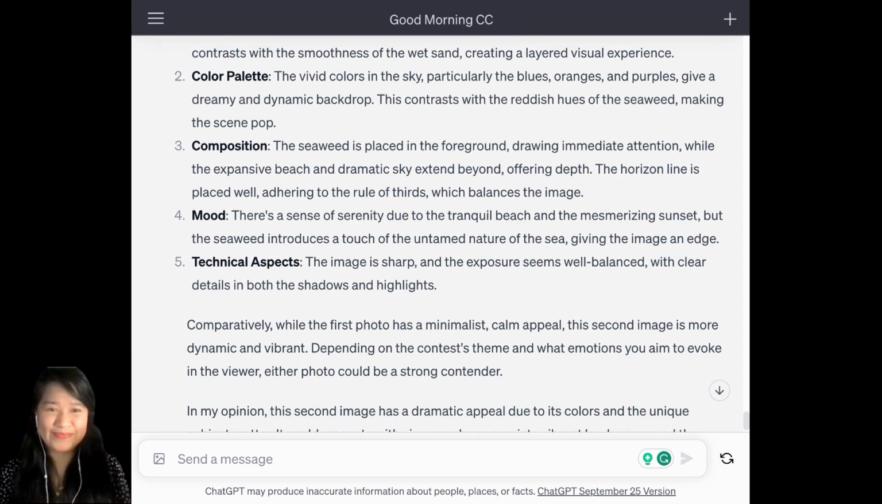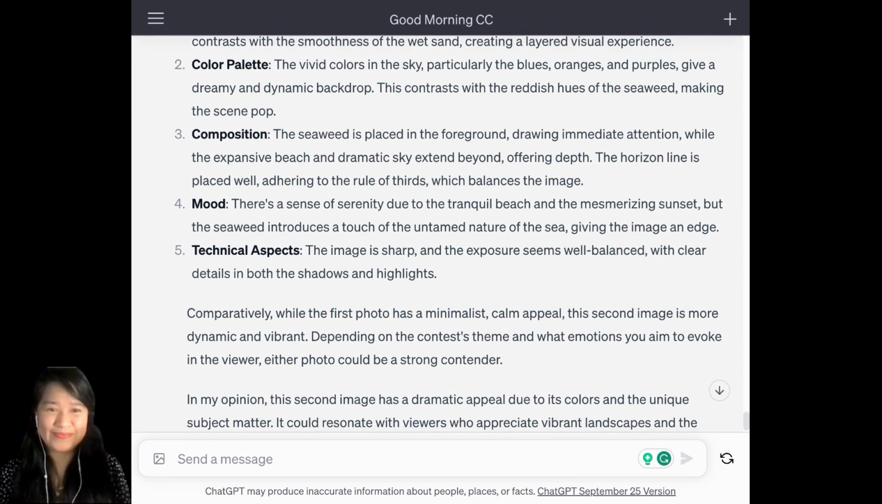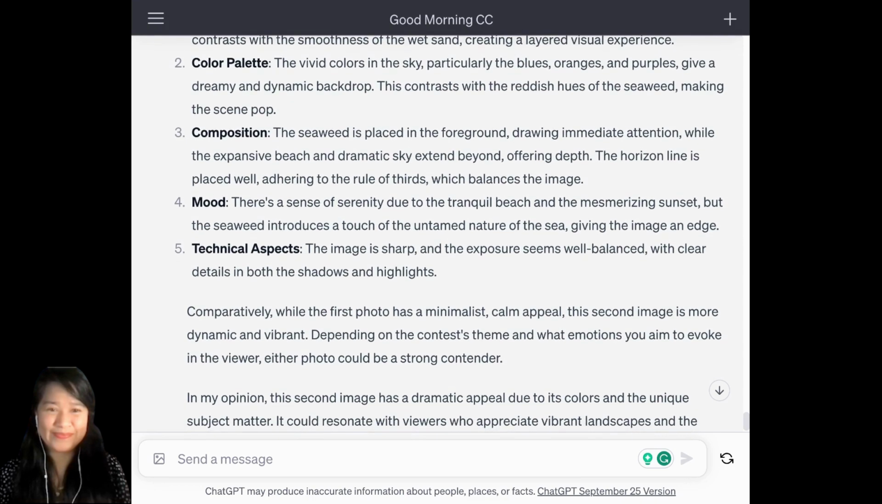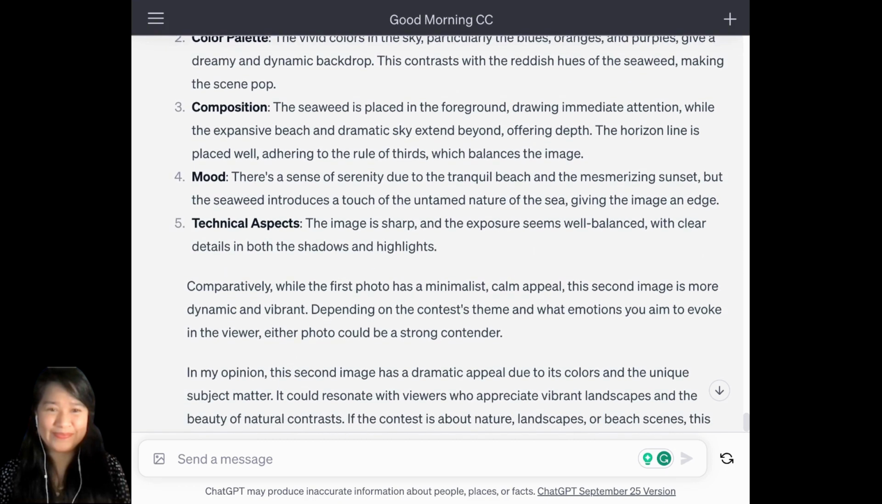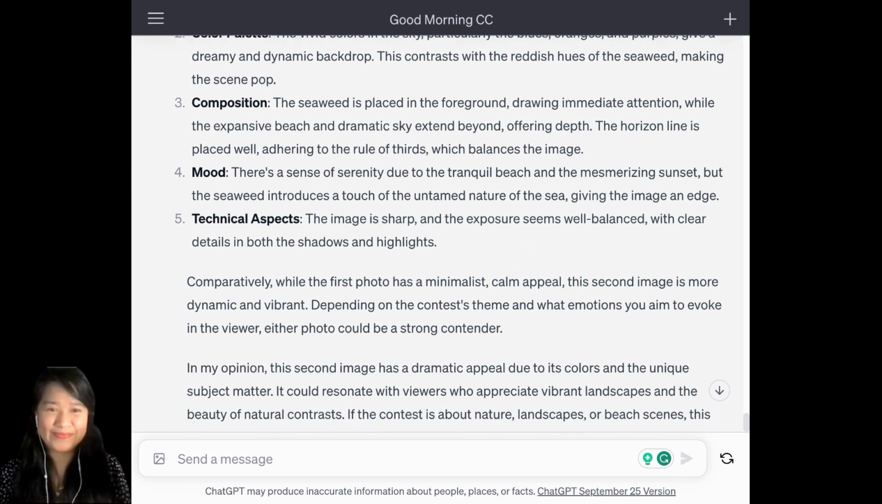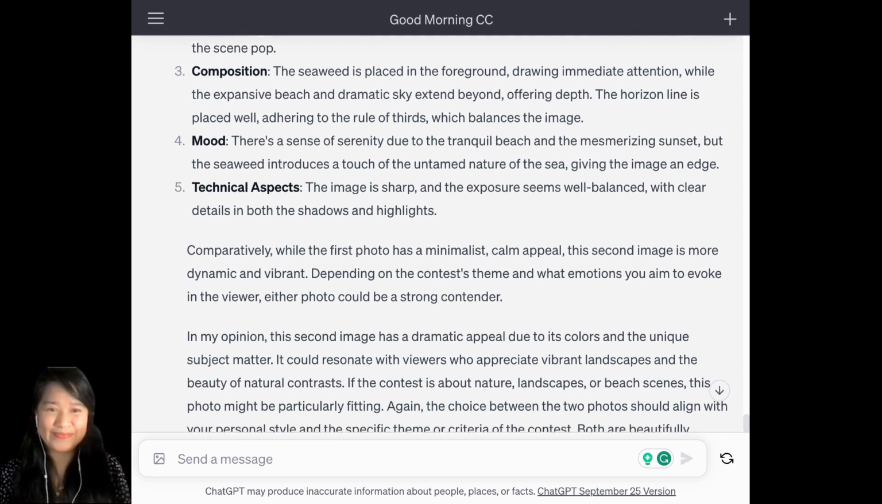100% mood. There's a sense of serenity due to the tranquil beach and the mesmerizing sunset. But the seaweed introduced a touch of the untamed nature of the sea, giving the image an edge. Technical aspect, the image is sharp and exposure seems well balanced with clear details in both the seaweed and the highlights.